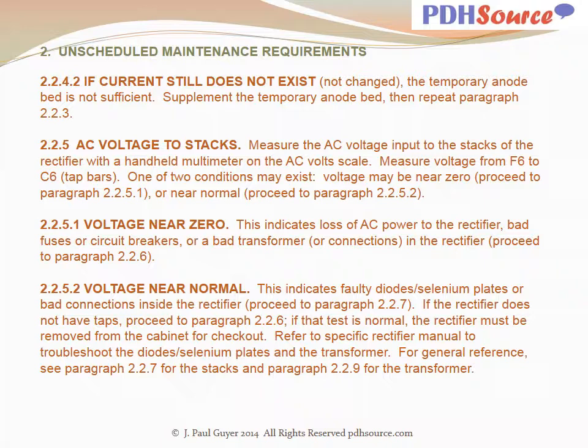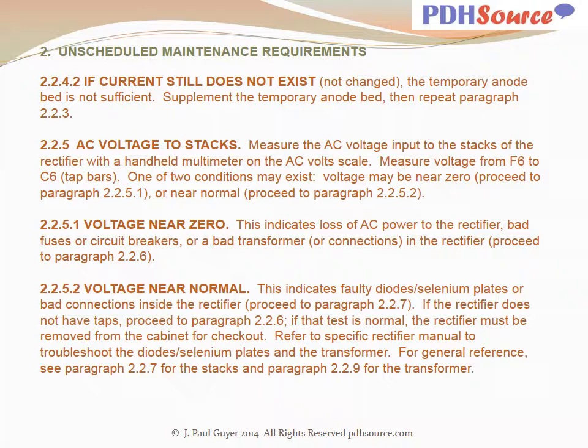2251, when the voltage is near zero. This indicates loss of AC power to the rectifier, bad fuses or circuit breakers, or a bad transformer or connections in the rectifier, in which case proceed to paragraph 226. Paragraph 2252, voltage is near normal. This indicates faulty diodes or selenium plates or bad connections inside the rectifier, in which case proceed to paragraph 227.